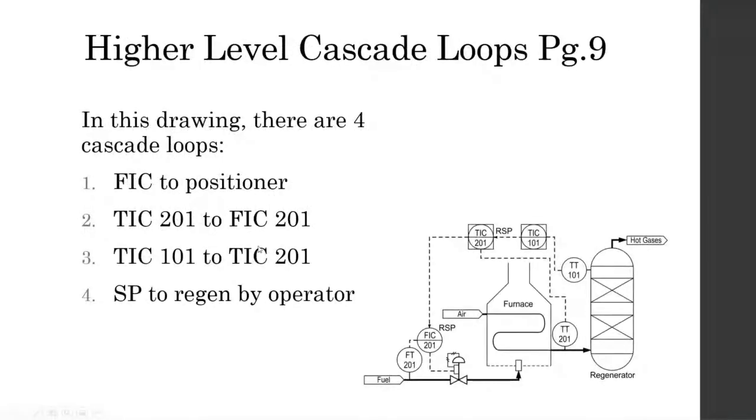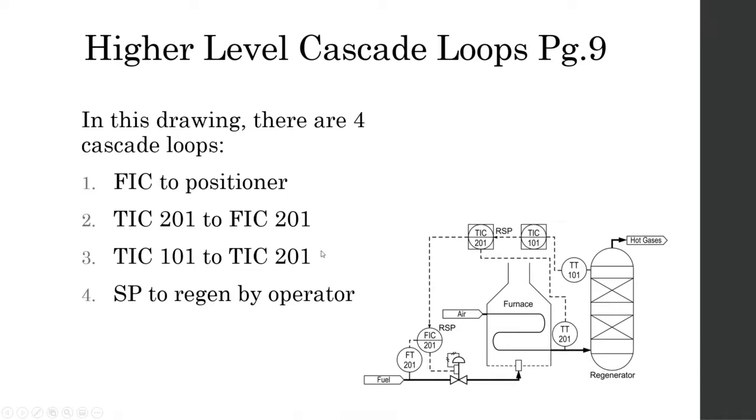Higher level cascade loops. Looking at this drawing here, you can see that there's four different cascade loops. We have the FIC to the positioner as one cascade loop. So this flow controller is putting its set point into the remote set point of the positioner. We have TIC 201 feeding its output signal into the remote set point of FIC 201. We have TIC 101 feeding its output into the remote set point portion of TIC 201. And we also have the set point to the regen made by the operator. So a bunch of different cascade loops in there.